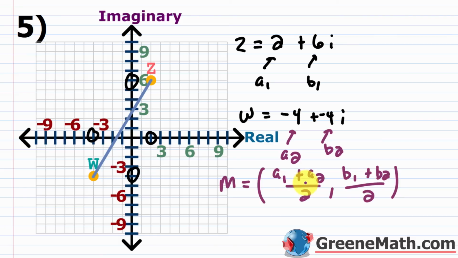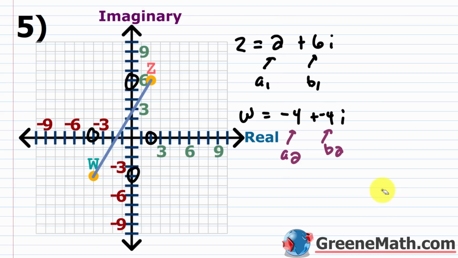And so a sub 1 plus a sub 2, you have 2 plus negative 4. That's going to be negative 2, and then negative 2 divided by 2 is negative 1. So this is negative 1. So that's going to be the real part. And then b sub 1 plus b sub 2, this is going to be 6 plus negative 4, that's 2. And 2 divided by 2 is 1, so that's going to be your imaginary part. So to put this as a complex number, I would go negative 1 plus 1i, or just i, if you want to do that.